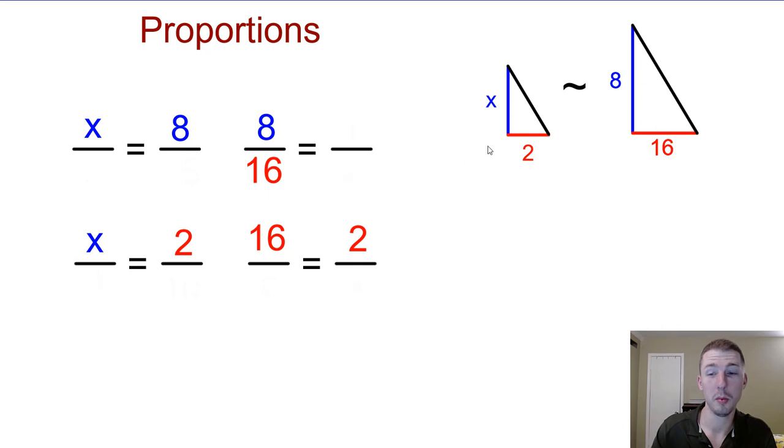Anyway, so proportions. Lots of different ways you can set up a proportion. So here we have 2 similar triangles. Obviously, the blue part goes with blue and the red goes with the red. So x goes to 8, just as 2 goes to 16. We could also set it up, 8 goes to x, as 16 goes to 2.